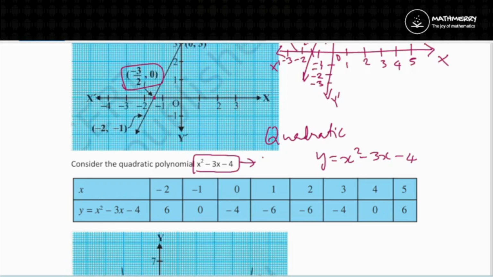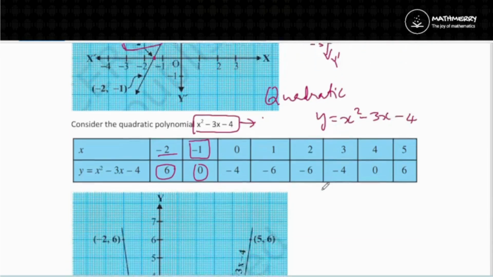So you can draw a box like this and try to find out points. So when we put x equal to -2, we are getting y as 6. And when we put x equal to -1, we are getting y as 0. And next, when we are putting x equal to 0, we are getting -4. When we put x equal to 1, we are getting y is equal to -6. So like this, we will get points.